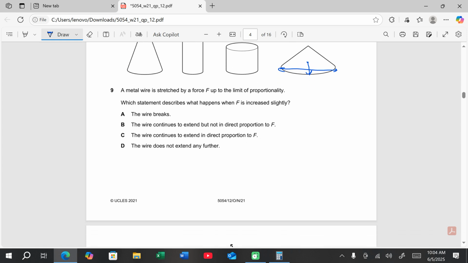A metal wire is stretched by the force F up to the limit of proportionality. Which statement describes what happens when F is increased slightly? The wire breaks. No, it's not brittle. The wire continues to extend but not in direct proportion to F. Yes, since after the limit of proportionality they will not be in a direct proportion relationship.